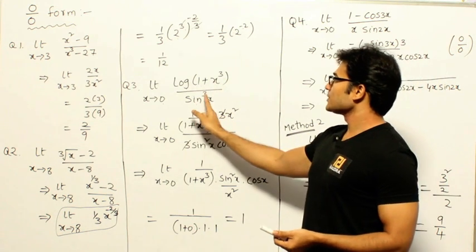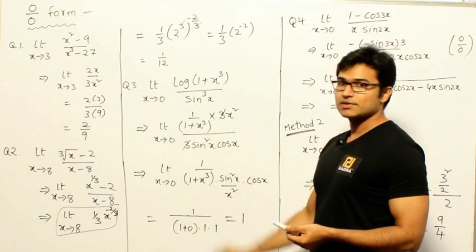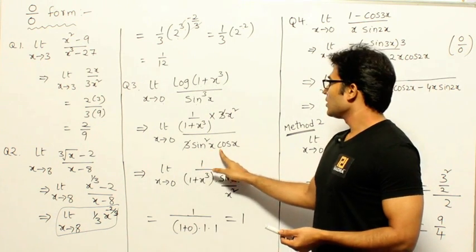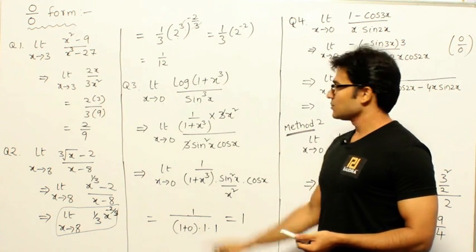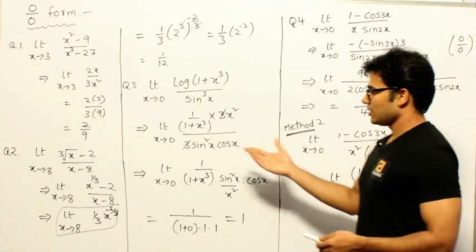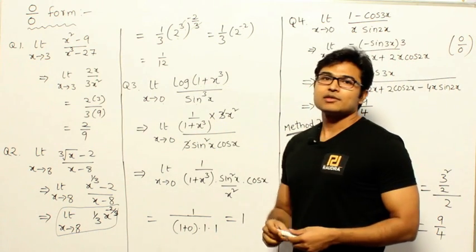What about sine cube x? 3 into sine square x into d by dx of sine x, right? That is cos x. So 3 into sine square x into d by dx of sine x is cos x. So we got this. Now you can directly apply, limit x tends to 0, the limit over there, but then again you might get some problem there.